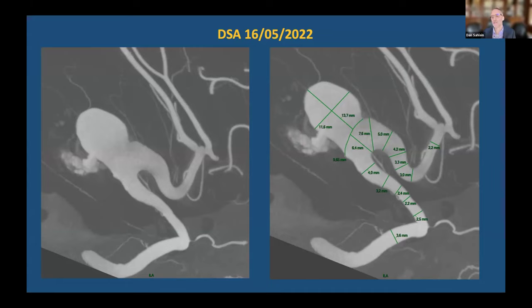And so you sort of give up on the idea of opposing against the fusiform component of this. So you're not going to be tacked against the border zone from the fusiform to the saccular, but you don't really care, because I would just call all of that aneurysmal. And in using the smaller diameter devices, I think they're easier to use.